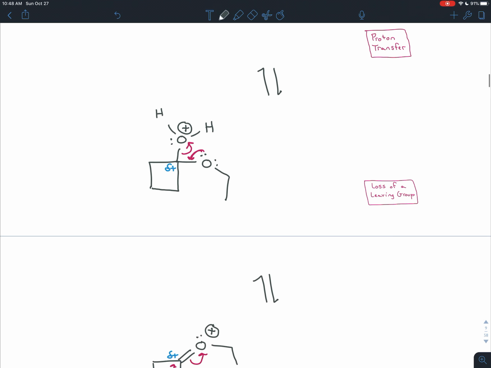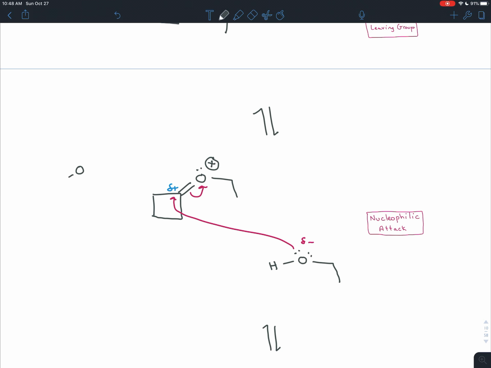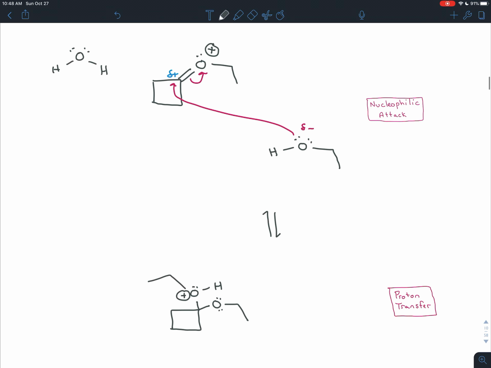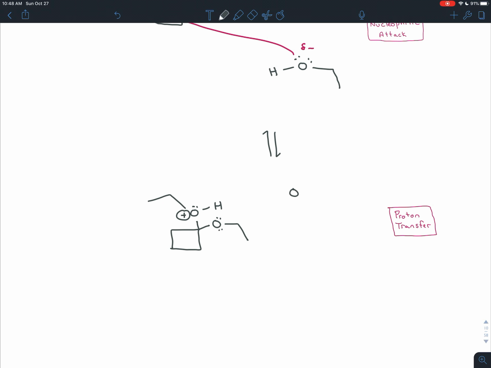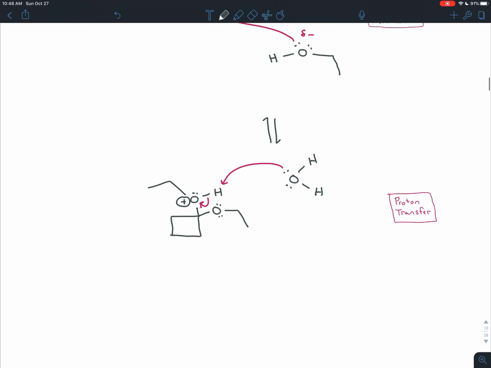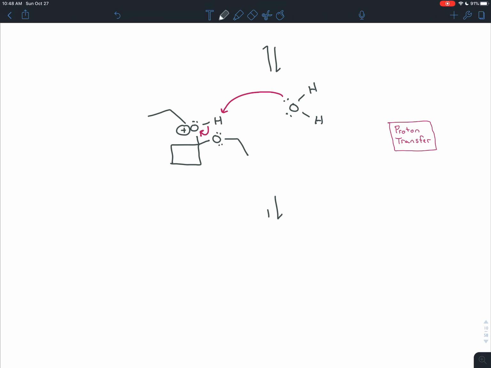This water that acted as a leaving group was formed over here. That water can swoop back in, jostle around, and the slightly negative oxygen steals that hydrogen there. The electrons go onto the electronegative oxygen, and we're left with our beautiful acetal.